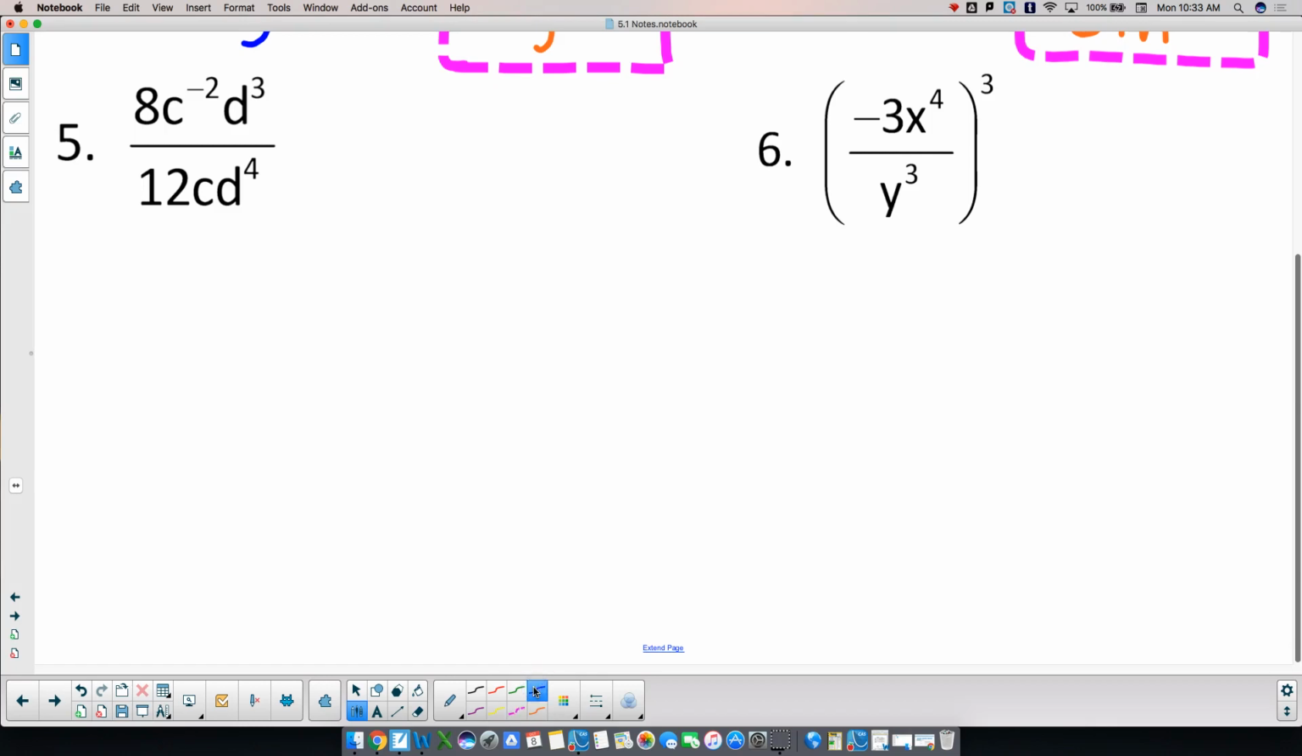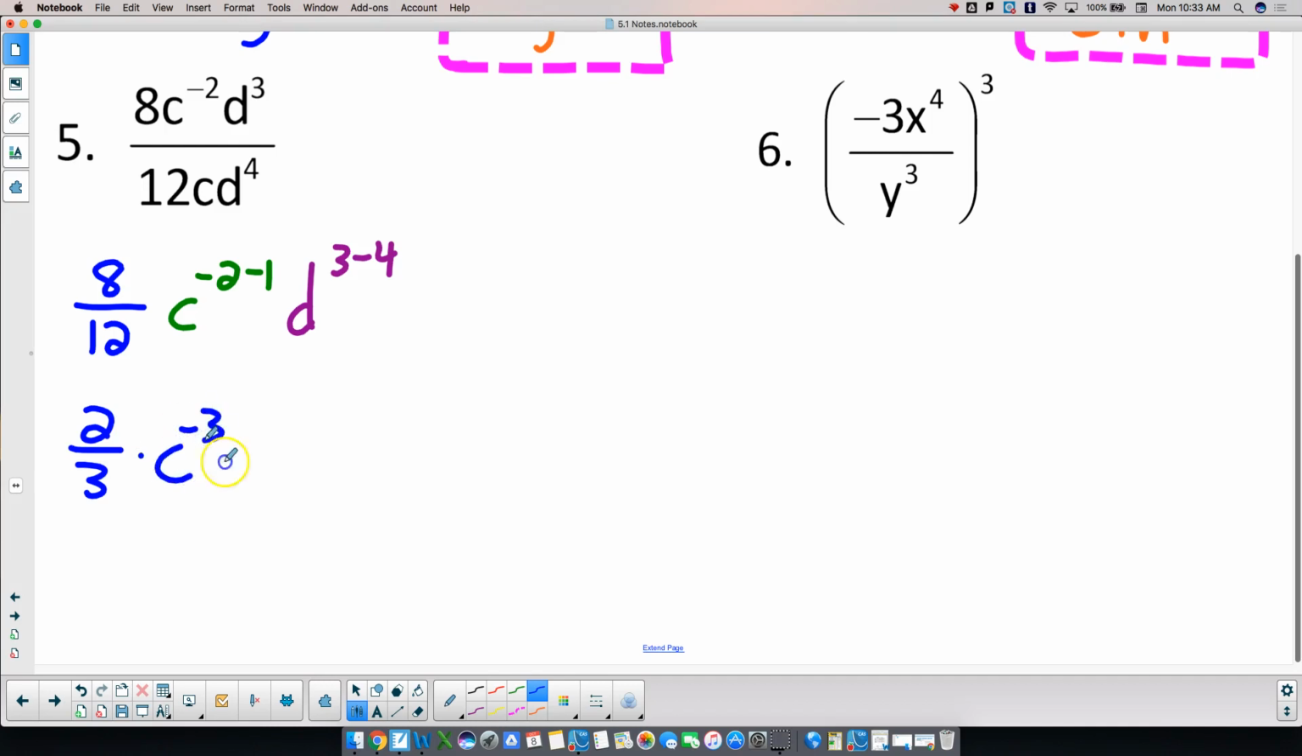On this first one, 8 over 12, I can divide those two numbers. And then the C's, I'm going to subtract them, so that's going to be negative 2 minus 1. And then the D's, 3 minus 4. So 8/12, 8 can be divided by 4, 12 can be divided by 4, so that becomes 2/3 times C to the negative 3rd power times D to the negative 1 power.